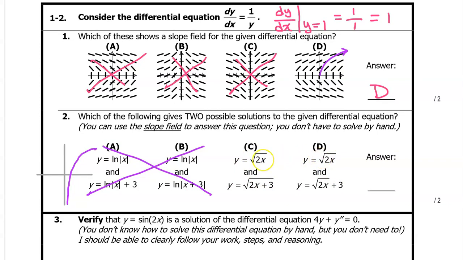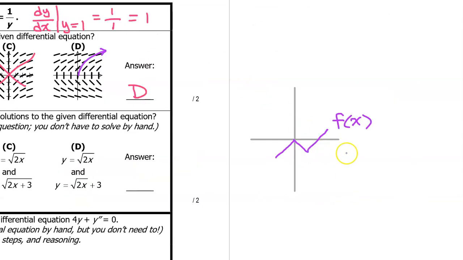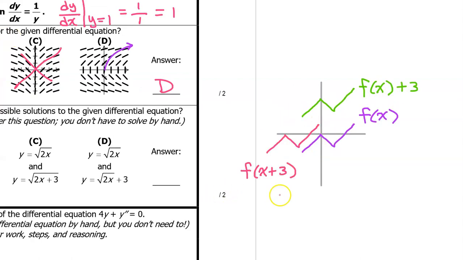Options C and D both include the parent function square root of 2x, which would look like this. So it comes down to the square root of 2x plus 3 versus the square root of 2x plus 3. Quick side lesson. Let's say you have parent function f of x that looks like this. If you add 3 to the outside of the function, it moves the graph up 3, like this. Adding 3 on the inside of the function moves the graph 3 units to the left.